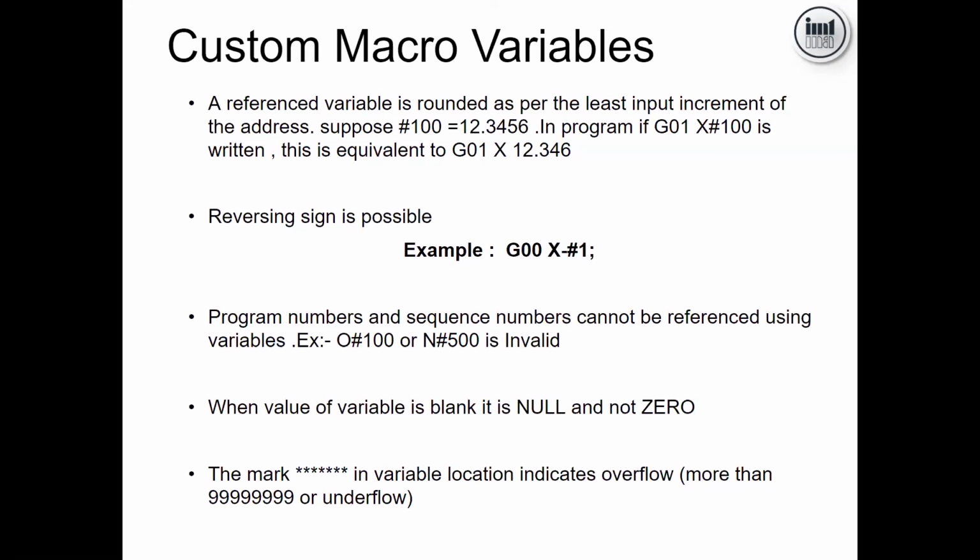And if the mark in the variable location indicates overflow, that means after certain digits, it doesn't show. It will just show these kinds of marks. If it is a value like 1, 2, 3, 4, 5, 6, 7, 8, 9, 10, 11, 12, it will not take it. It will not display the numbers if it is exceeding the limit. After this value, it will show simply asterisk marks, so it will not show you the complete number. It will not display the numbers when it is overflowing in the particular macro. So that we need to understand. Only up to 7 or 8 digits you can write as the value. Once it crosses the decimal, it will show you only 3 digits, rounded off. So that is how you need to understand while writing the macro.